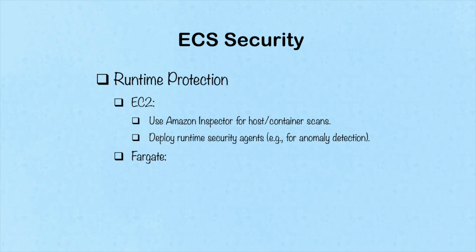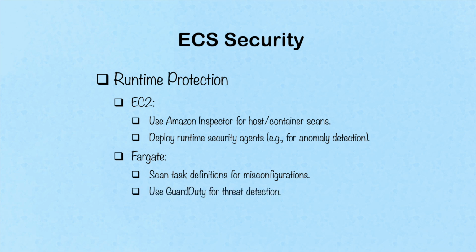Fargate simplifies runtime protection by eliminating host management, but you still need safeguards. First, scan task definitions for risky settings, like excessive IAM permissions or disabled logging. Since you can't install agents, lean on GuardDuty for ECS to detect malicious API calls or traffic to known threat IPs. Whether using EC2 or Fargate, enforce these rules.